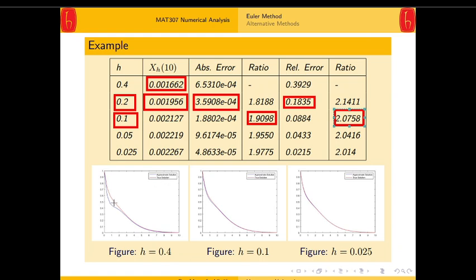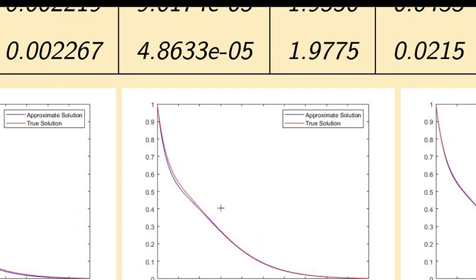The true solution is given in red, and the approximate solution is in blue. As you see, when h is equal to 0.4, they are not that close. They are still close, but not that close. There is a big gap here. And if we take h equal to 0.1, the difference between these two solutions will still be apparent, but not that much.